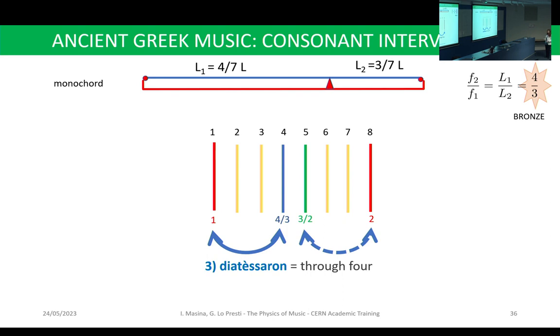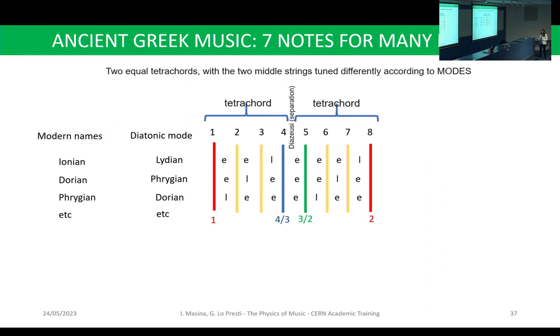Okay, so now we have tuned the non-yellow strings. They are easy to tune because the octave, the fifth, and the fourth you really can tune by yourself. I was instructed to do this when I started to play. What they obtained were two equal tetrachords. Tetrachord means four, equal sets of two strings with two middle strings tuned differently according to the modes. So you have two different but equal tetrachords, the lowest and the upper, and you can arrange the frequency of the yellow string in a way to reproduce different modes.